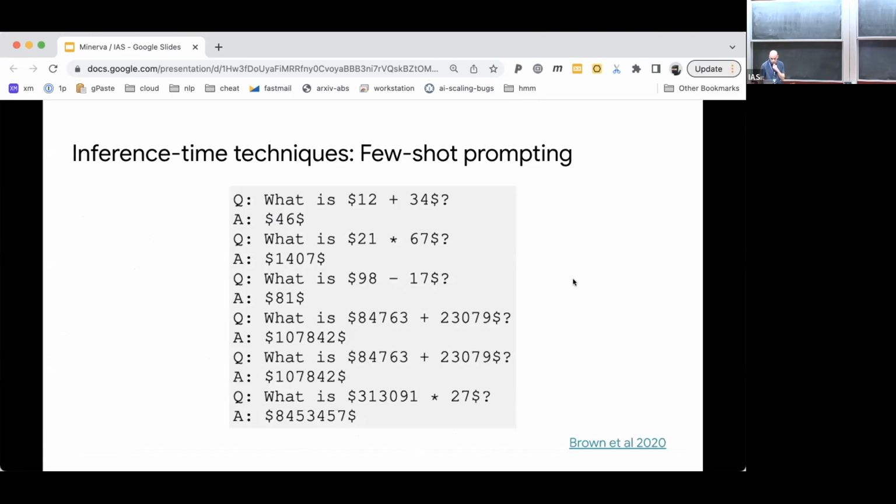Okay, so now I'll describe, given the model, there are a few things. If you just take this model and you ask it a math question, it doesn't actually do very well. There are a few simple things that we do to get the best performance out of it. One thing is few-shot prompting.